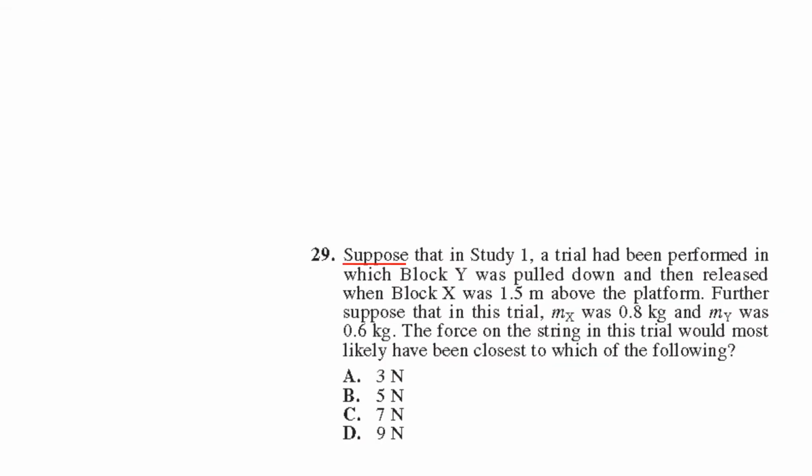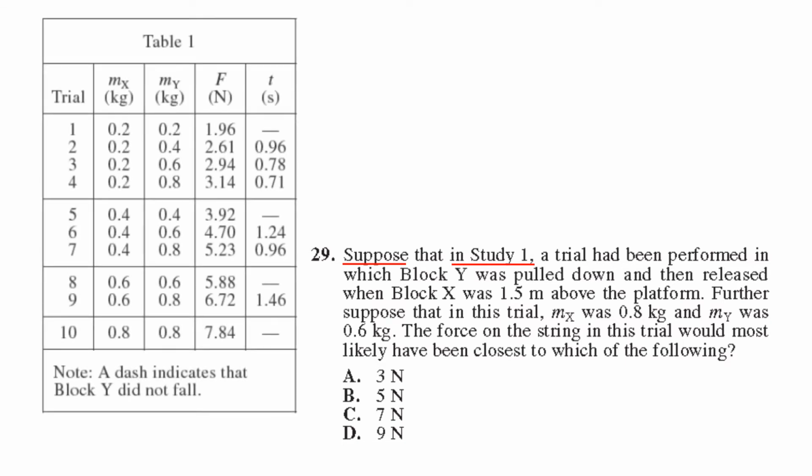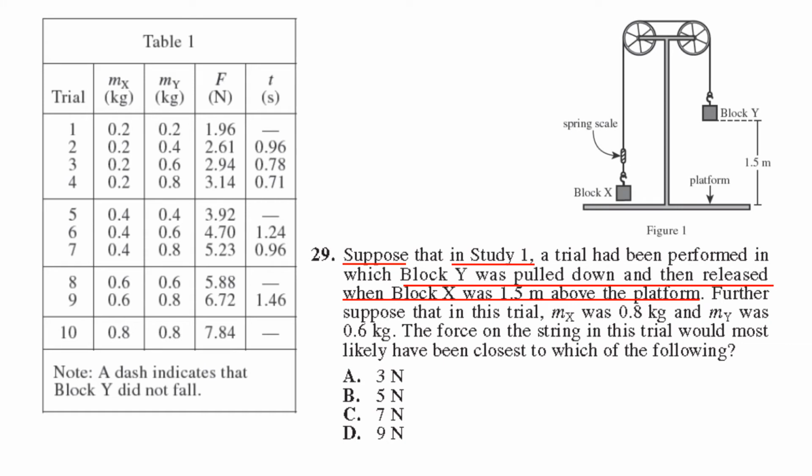So this is a suppose-if question. When you get these questions, those are ones you're going to have to think about. In study 1, a trial had been performed in which block Y was pulled down and then released when block X was 1.5 meters above the platform. So it's just saying that MX and MY were switched. Further, suppose that MX is 0.8 and MY was 0.6. But remember, they're switched in how we're thinking about them.